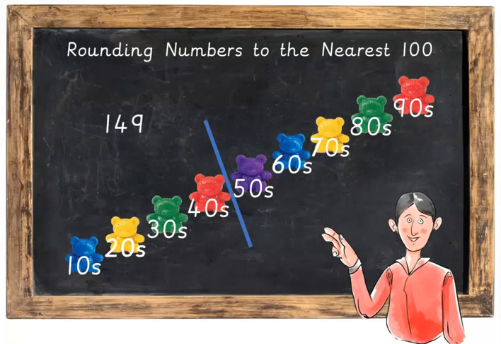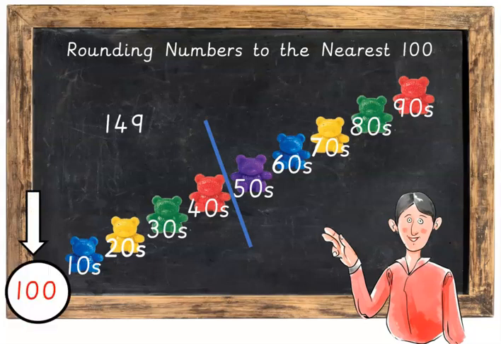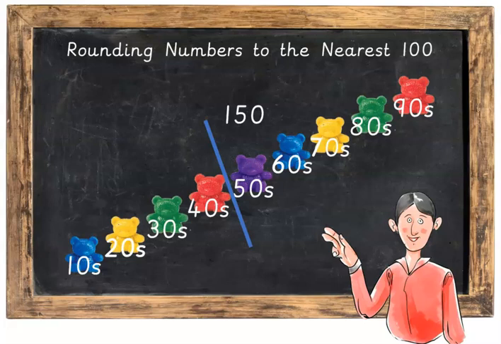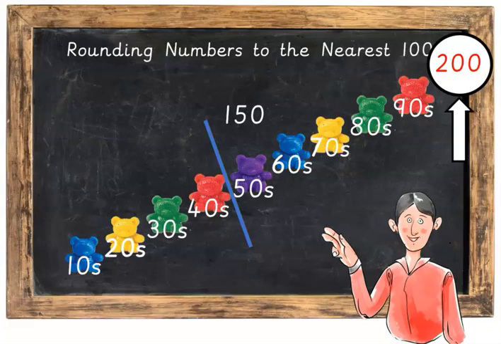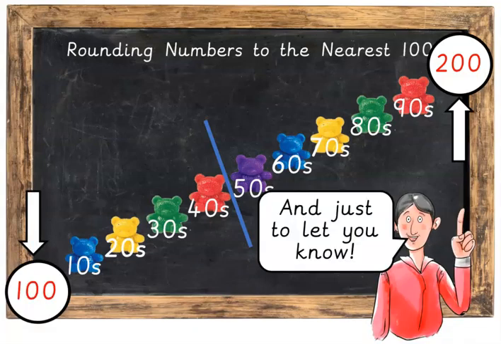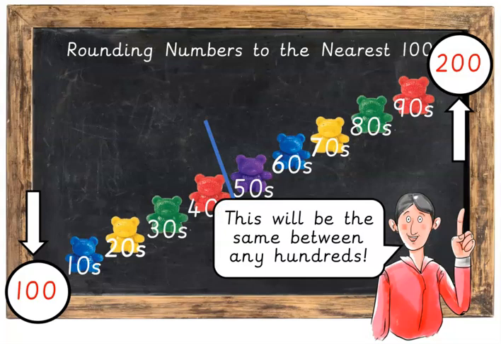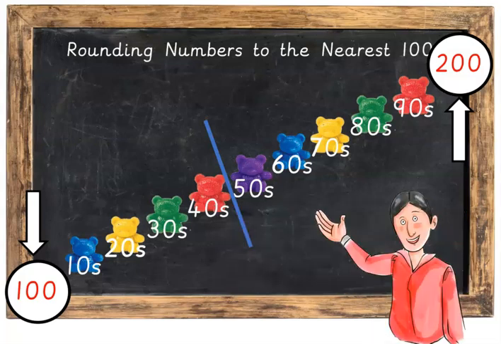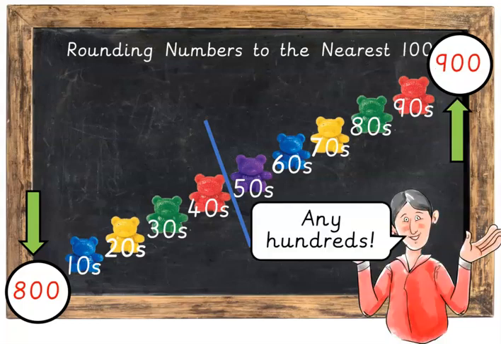So for example, the number 149 will get rounded down to 100, whereas the number 150 will get rounded up to 200. And just to let you know, this will be the same between any hundreds. So between 100 and 200, 200 and 300, 400 and 500, any hundreds, 800 and 900.